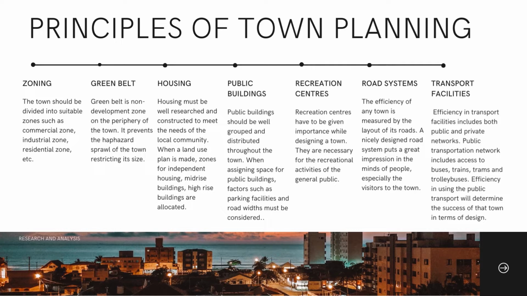So next is the public buildings. The public buildings should be well grouped and distributed throughout the town. When assigning space for public buildings, factors such as parking facilities and road widths must be considered. In our building code, the dimensions for our parking facilities, our road widths, etc. are specified, and we should consider these in designing our town. Okay. So next is the recreation centers.